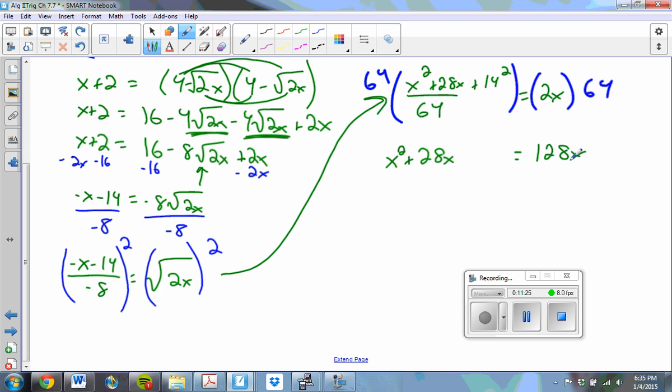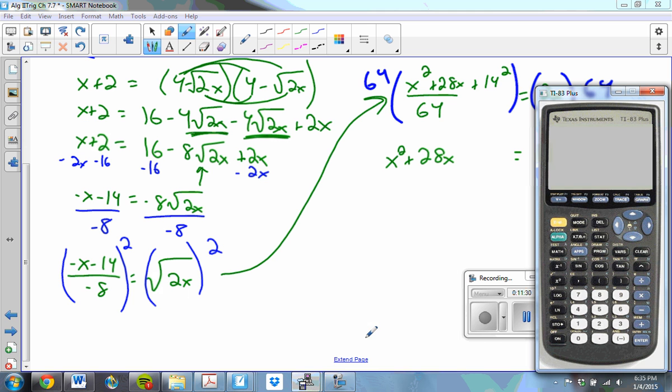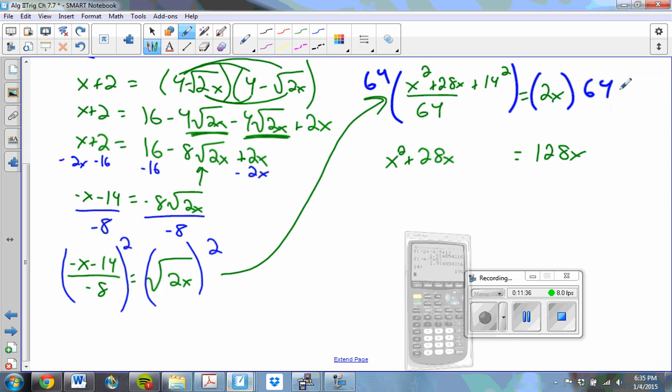I'm going to calculate what 14 squared is now. 296? I think it's 296. I should know this. I'm kind of embarrassed right now. 196. Duh. Come on, Grant. Idiot.